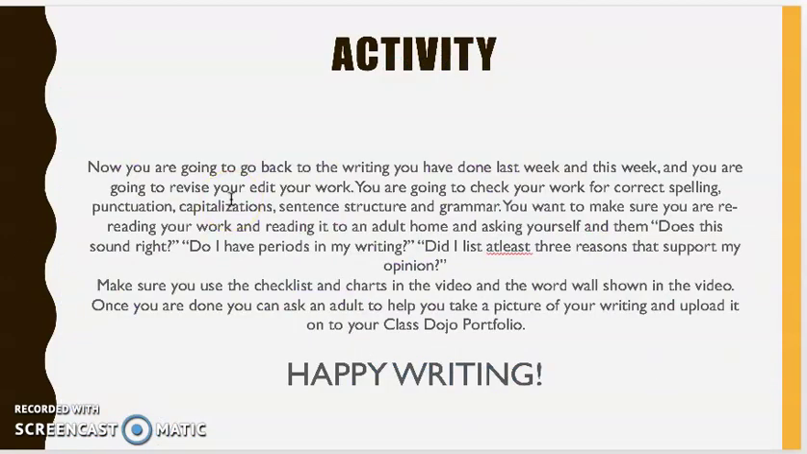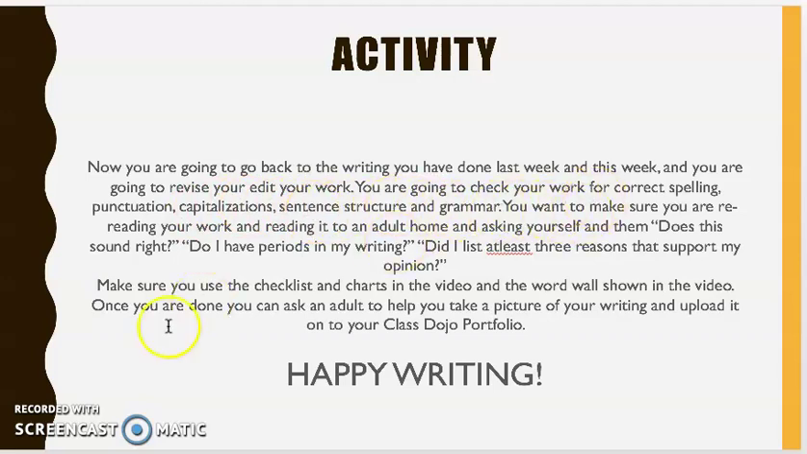So now, this is your activity for writing today. You are going to go back to the writing you have done last week and this week. So look back at all your opinion writing you have done. And you're going to revise and edit your work. Make sure you are checking your work for correct spelling, punctuation, capitalizations, sentence structure, and grammar.